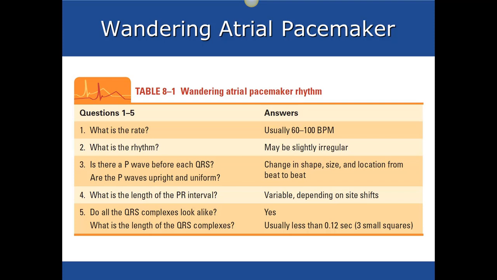Looking at the P waves, do we see P waves before each QRS, and are the P waves upright and uniform? Well, basically with the P waves, because they're coming from different spots in the atria, we're going to see different shapes, different sizes for multiple types of P waves. The length of the PR interval could vary, could be normal, could be a little bit longer, could be a little shorter. And generally we have a normal upright QRS that is not going to look bizarre.